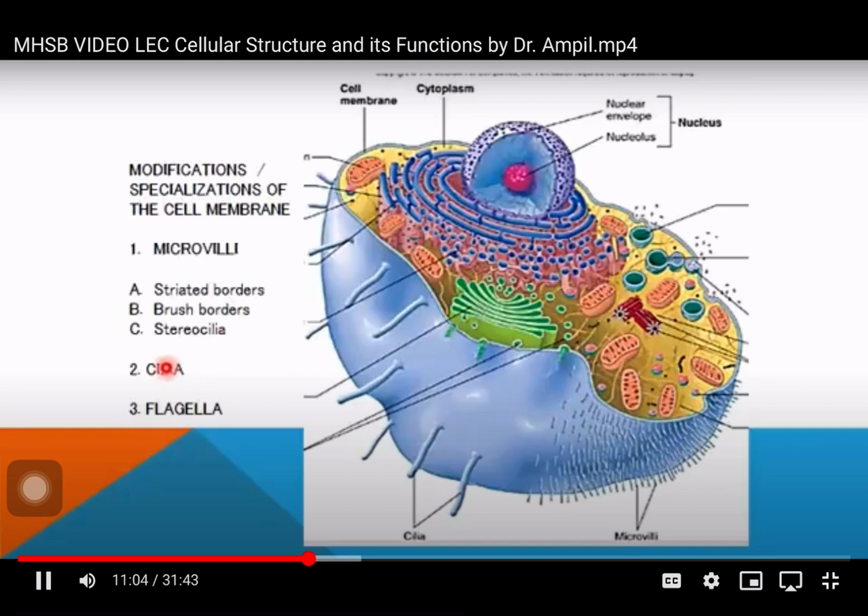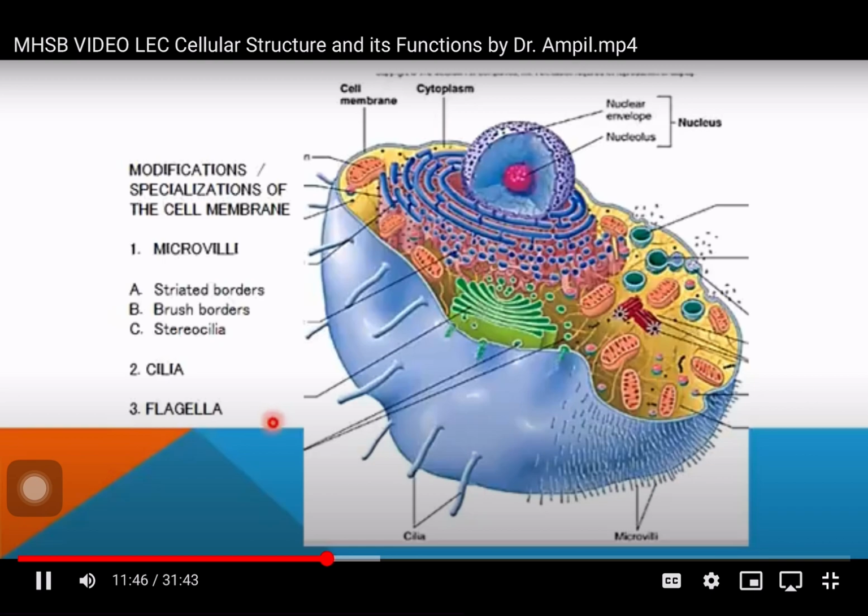Next, another specialization is the cilia. Cilia are motile structures that facilitate the movement of fluids and substances across the cell membrane. Ciliated cells can be found lining the upper respiratory tract and lining the accessory female reproductive organs. Now, the flagella are also motile structures and are seen in sperm cells or spermatozoa, and they are responsible for the motility of the sperm cells.